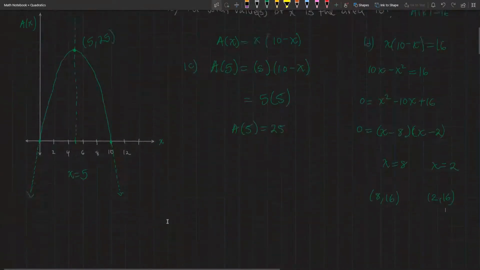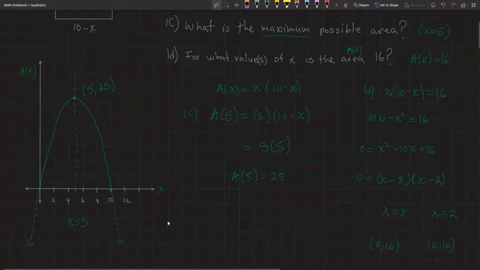Let's see how that looks on the graph. We have 2 comma 16 right there. And we have 8 comma 16 right there. That looks very close. I was pretty close on my accuracy. This one, of course, is the 8, 16, and this is the 2, 16. And like I said, matching points. This distance of 3 units 2 times. 3 units on the left side and 3 units on the right side of the line of symmetry.